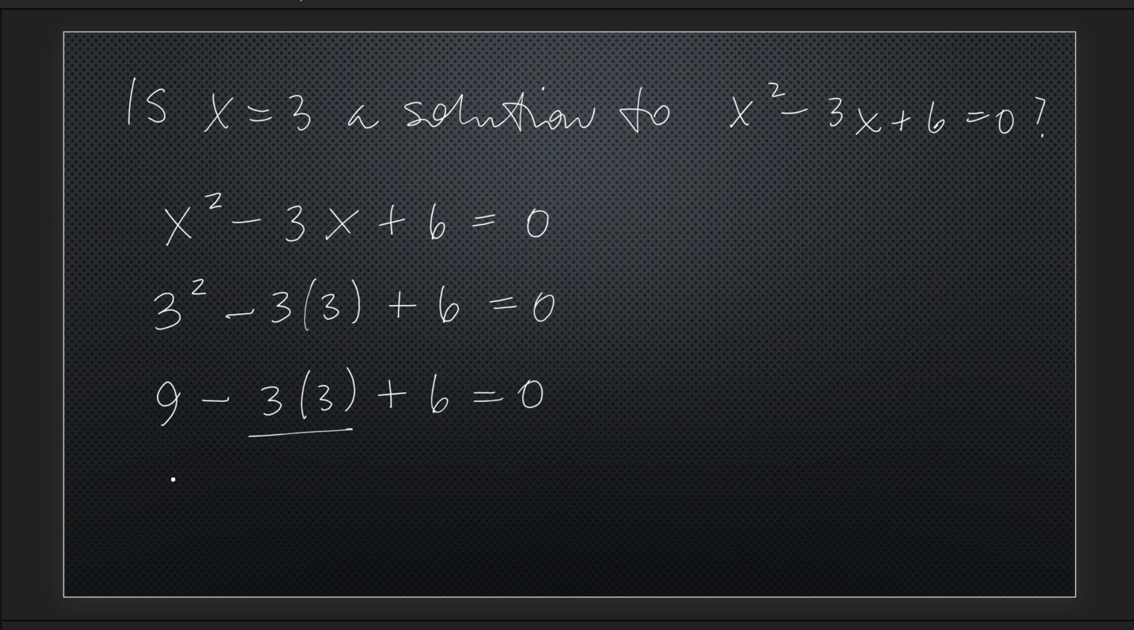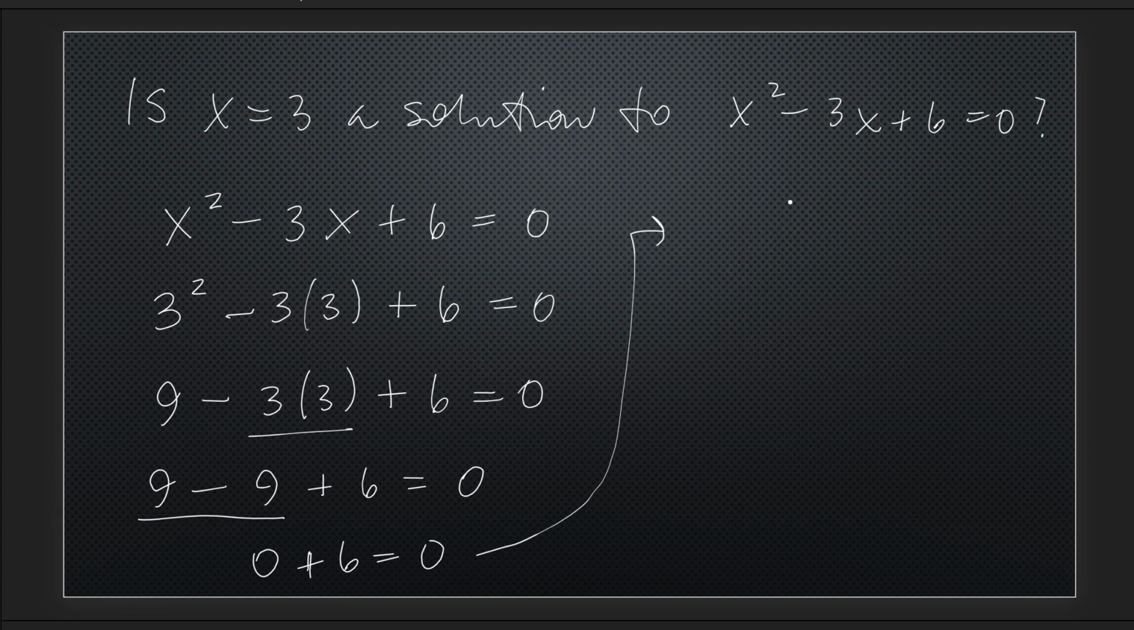And then we do multiplication next, so that's 9 minus 9 plus 6 equals 0. And we have to do addition and subtraction first from left to right. So 9 minus 9, that makes a 0, plus 6 equals 0. So I'm going to take that up here. So that makes 6 equals 0, which is not a true statement.